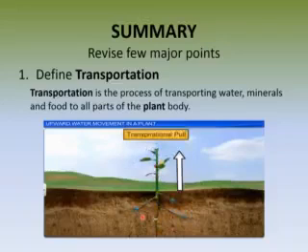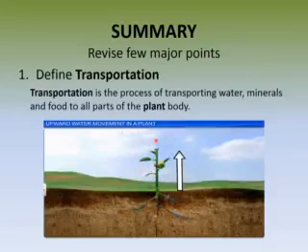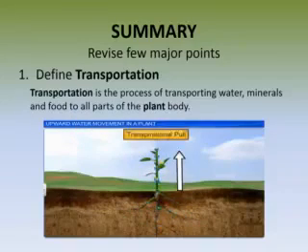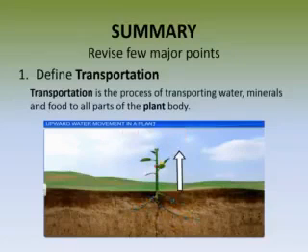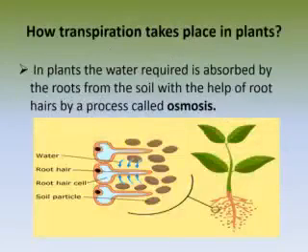The water and minerals are absorbed from the soil, and then they are transported to the leaves and all parts of the plant through xylem and phloem. The xylem takes water, while the phloem takes the food from the root, from the soil, and it is transported to the entire plant. You can see in the figure how it is transported.